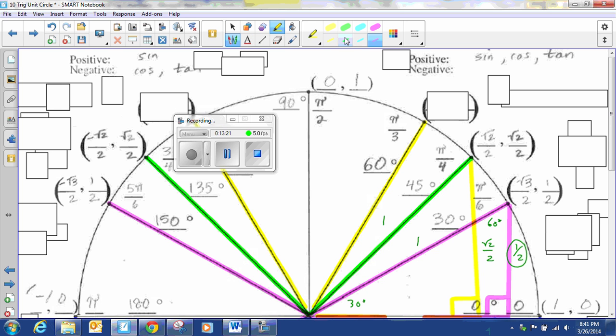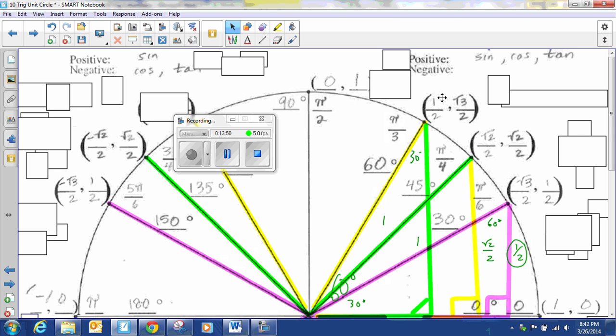Now, the 60-degree angle also creates a 30, 60, 90 right triangle. But this time, 60 degrees is here by the origin, and 30 degrees is up here. So you're going to end up with basically the swap of x, y. Instead of radical 3 over 2, 1/2, it's going to be 1/2, radical 3 over 2.